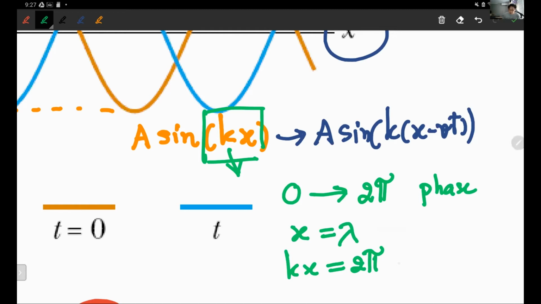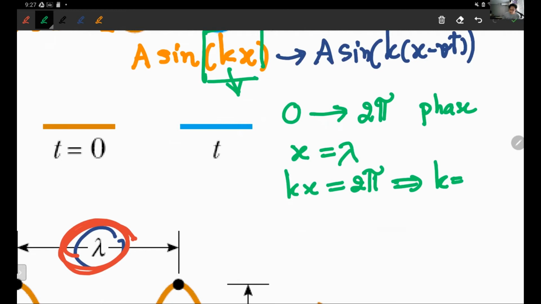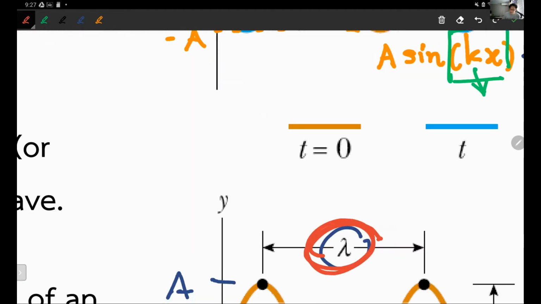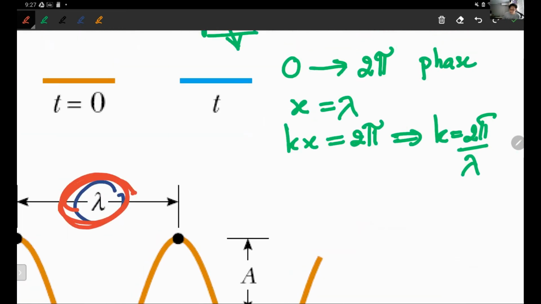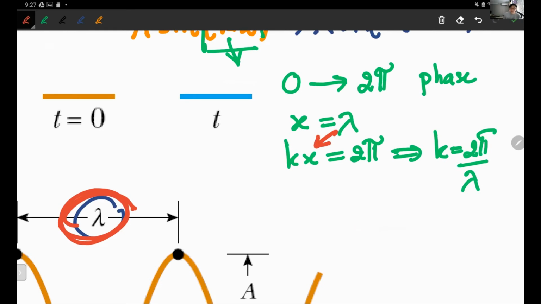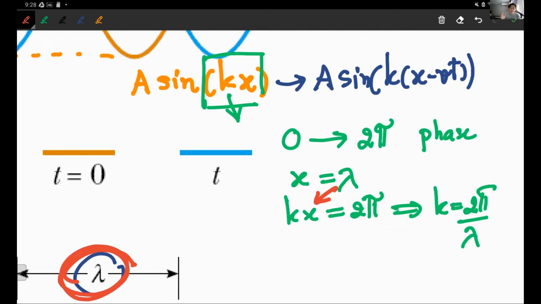So that's why I can say, here we go, k is just 2 pi over lambda. Let me plug this one in. Bam. That is why the k in front of the x can reveal the wavelength of that wave. Okay, very good. So far, so good.